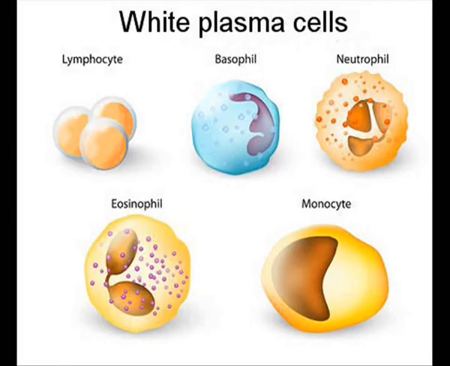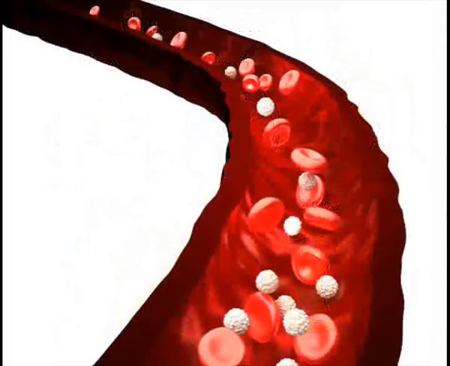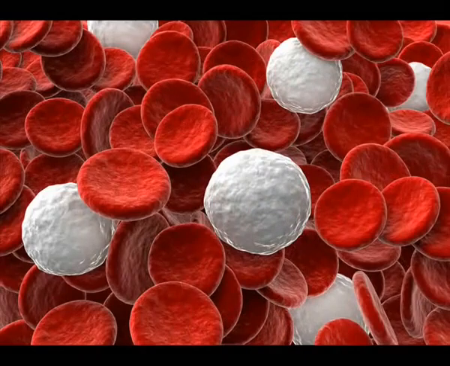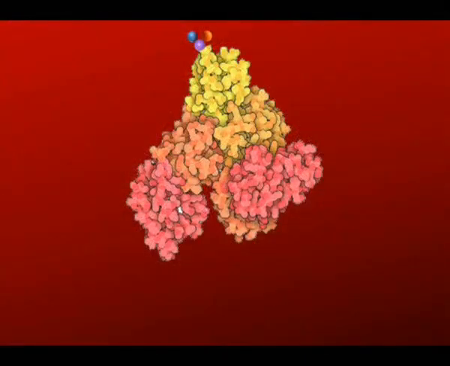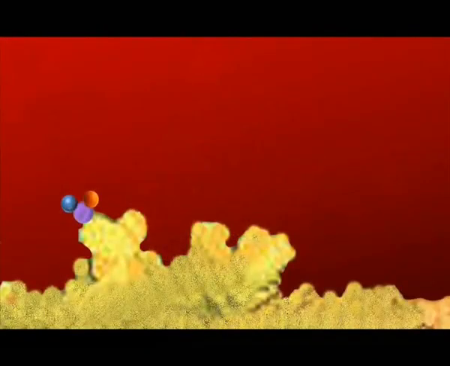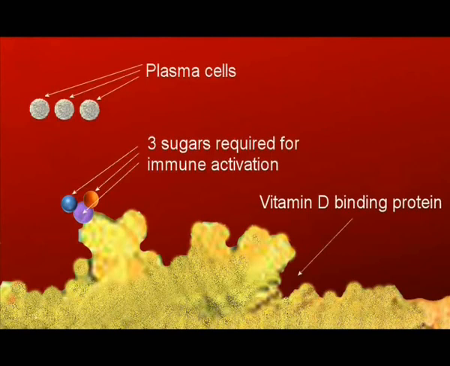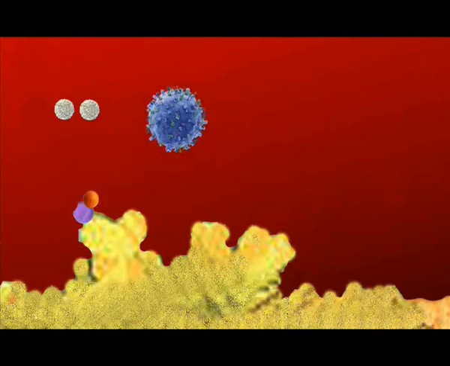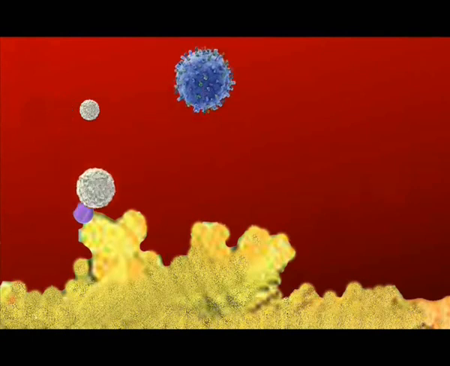Our white plasma cells are produced in our liver, lymph nodes, and bone marrow. From here they enter the bloodstream. However, at this time they are not fully active immune cells. Instead, they are dormant and consume just enough energy to stay alive. To become active immune cells, our plasma cells require vitamin D transport protein. Here we see our white plasma cells interacting with the 3 sugars on vitamin D transport protein to become fully active immune cells.